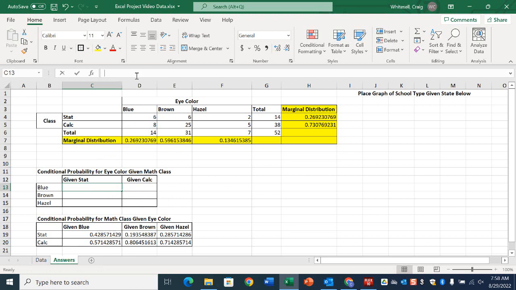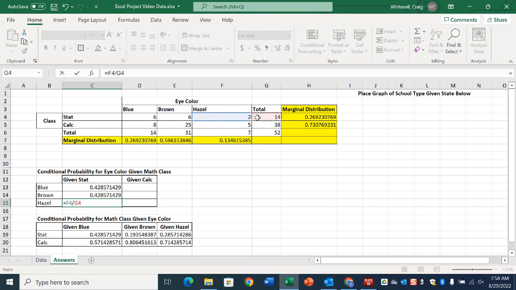So let's populate our values. Let's do our equal sign here. And we're going to take the blue-eyed individuals and divide it by the total number of stat students. Then we need to do all of these individually: brown-eyed individuals, divided by the total number of stat students. And we're going to take the hazel-eyed stat students and divide it by the total number of stat students. And then we'll do the same thing for calc.